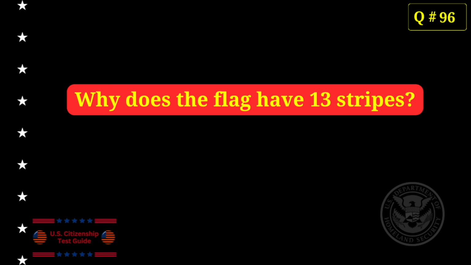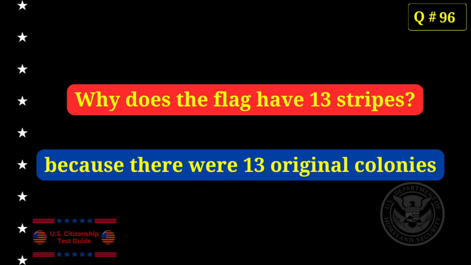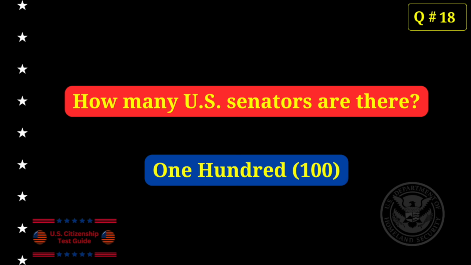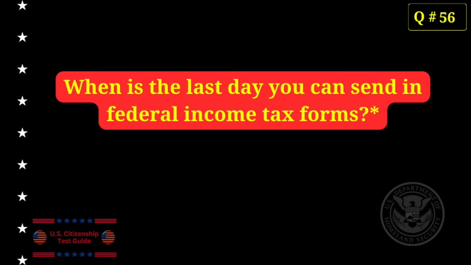Why does the flag have 13 stripes? Because there were 13 original colonies. How many U.S. senators are there? 100. When is the last day you can send in federal income tax forms? April 15.